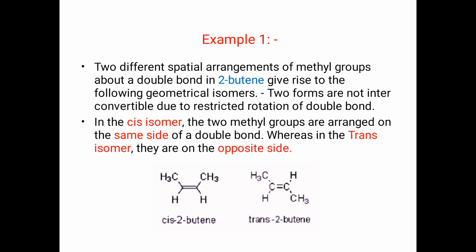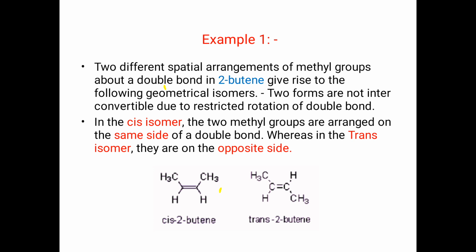These are examples of geometrical isomers. One example is 2-butene, with the structure CH3-CH=CH-CH3. The double bond in 2-butene gives rise to the following geometrical isomers: cis-2-butene and trans-2-butene.